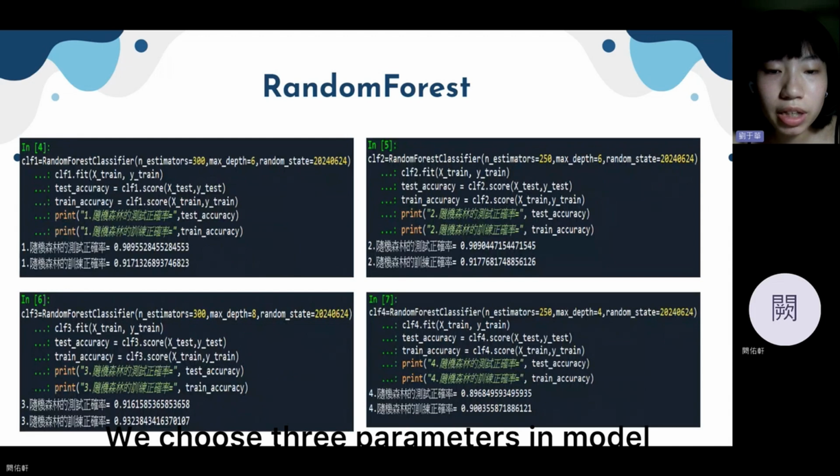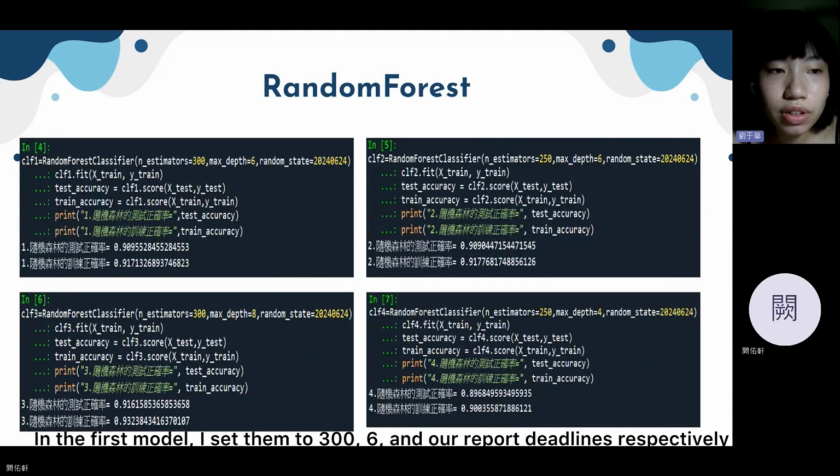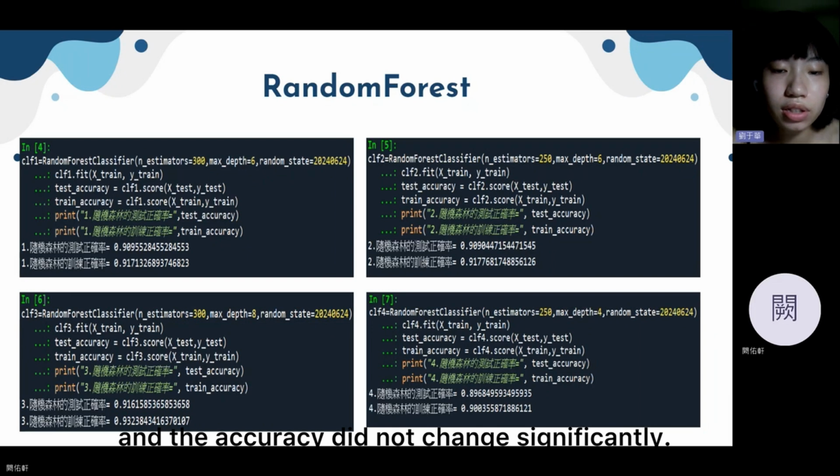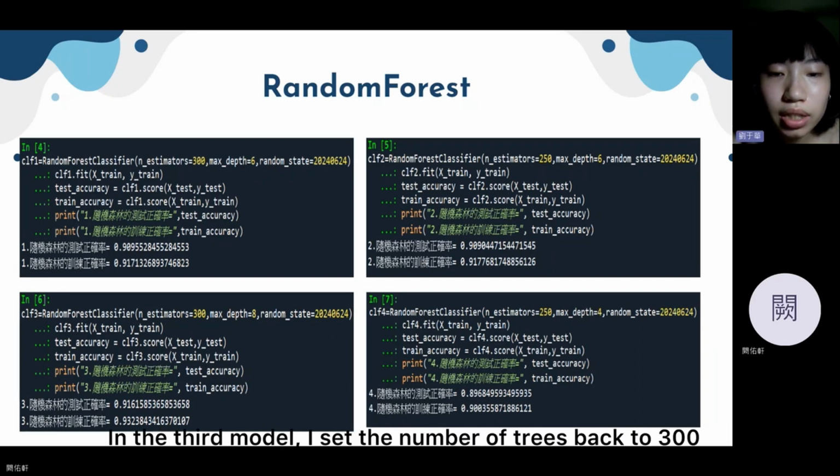I chose 3 parameters in the model: n_estimators, max depth, and random state. In the first model, I set them to 300 and 42 respectively, and the accuracy was 91.96%. In the second model, I reduced the number of trees to 250, and the accuracy did not change significantly. In the third model, I set the number of trees back to 300 and increased the depth to 8, resulting in a slight increase in accuracy to 91.62%.